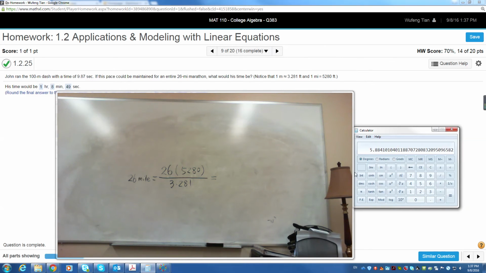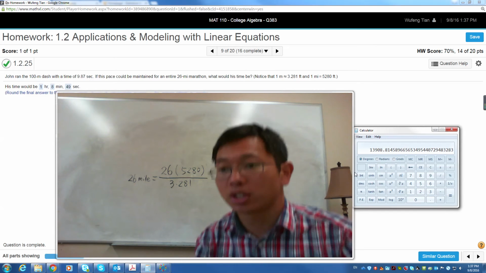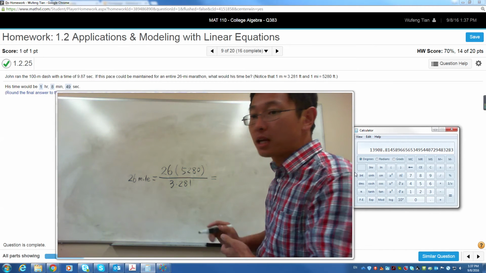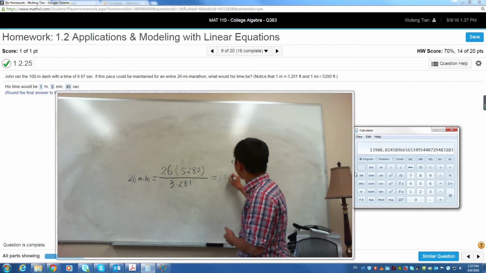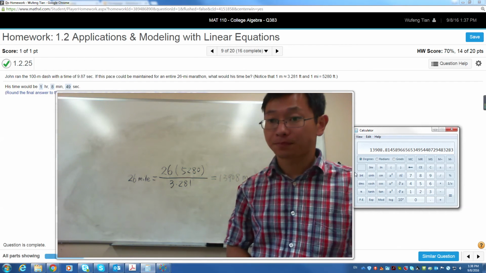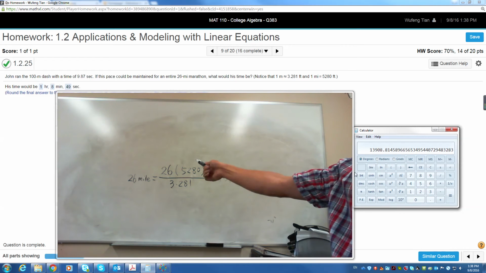Now we have 26 multiplied by 5,280, divided by 3.281, and then divided by 9.87 gives 13,908 meters. Okay, so this is unit conversion.